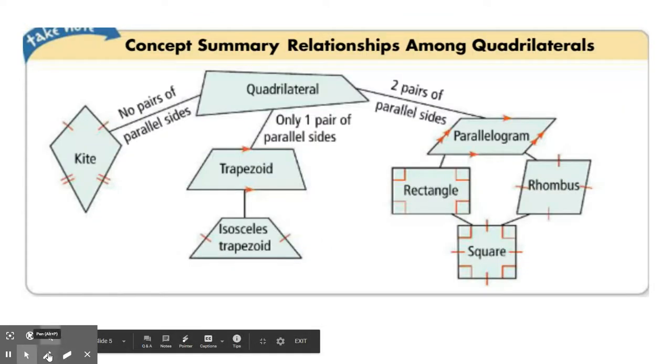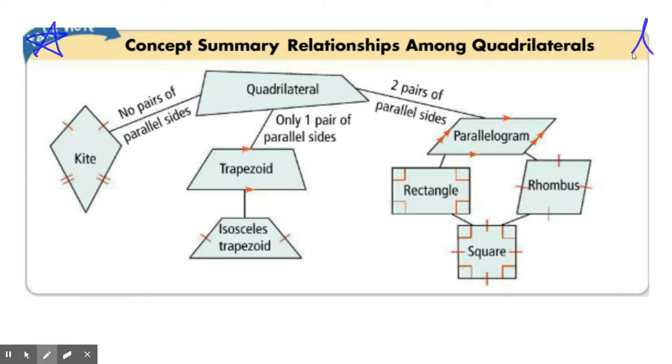So now we're going to talk about this hierarchy. So this is very important for you, okay? So on Edgelastic, you're going to fill this chart in, okay? You're going to see there's going to be boxes. You're going to type the words in. So just type it in exactly as it says here. So this is a quadrilateral. This is where it all starts, right? Because there's 4 sides. All of these figures have 4 sides. If you have no pairs of parallel sides, you are a kite.